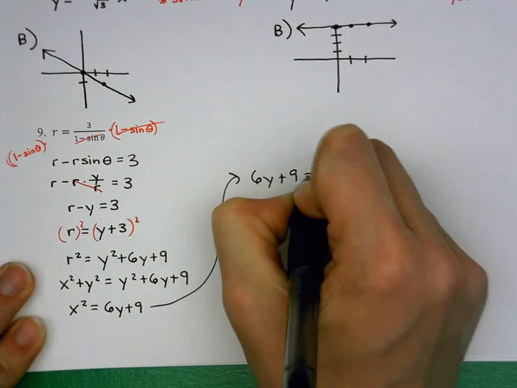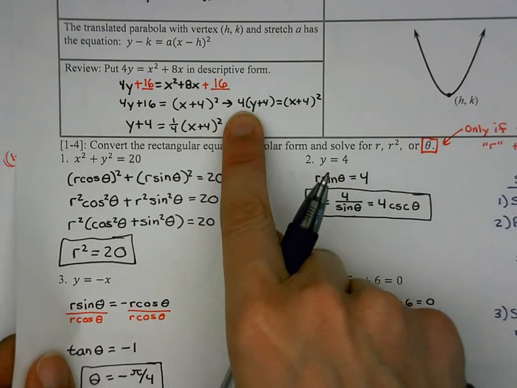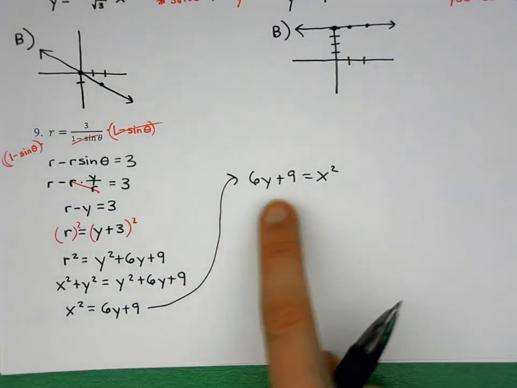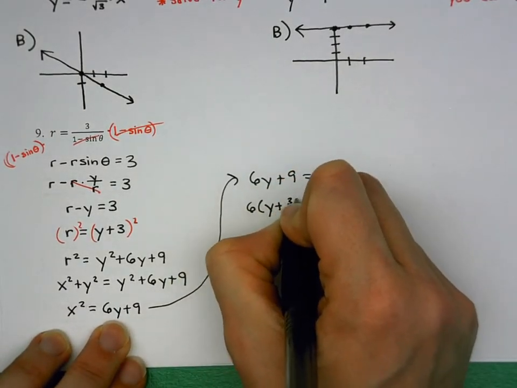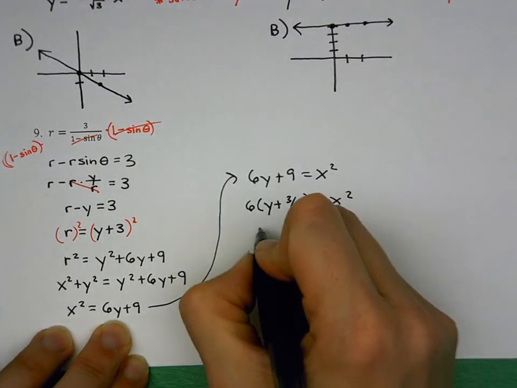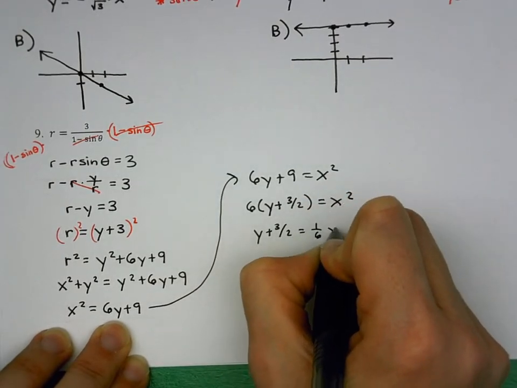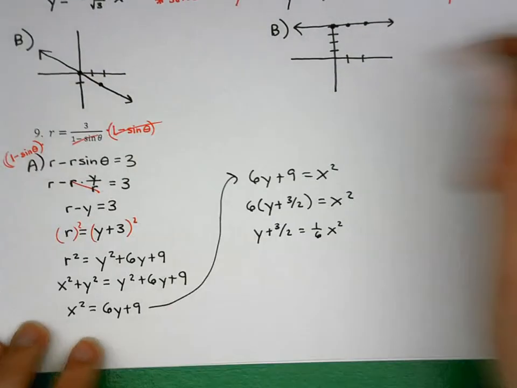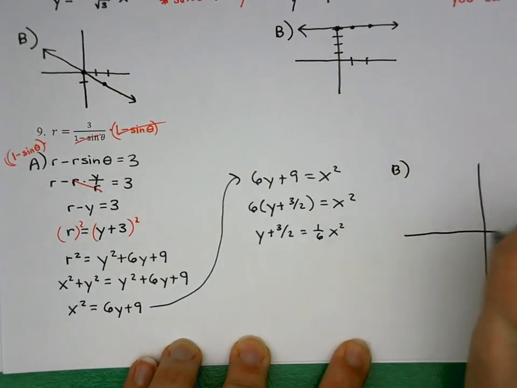6y plus 9 equals x squared. Let's go ahead and factor that 6 out just like we did the 4 over here, right? So we could get it to be y equals, not 4y. I want this to be y equals, not 6y. So factor that 6 out. And that will allow us to divide the 6 over to the other side. And we've got our parabola form for part B, our sketch. Okay.